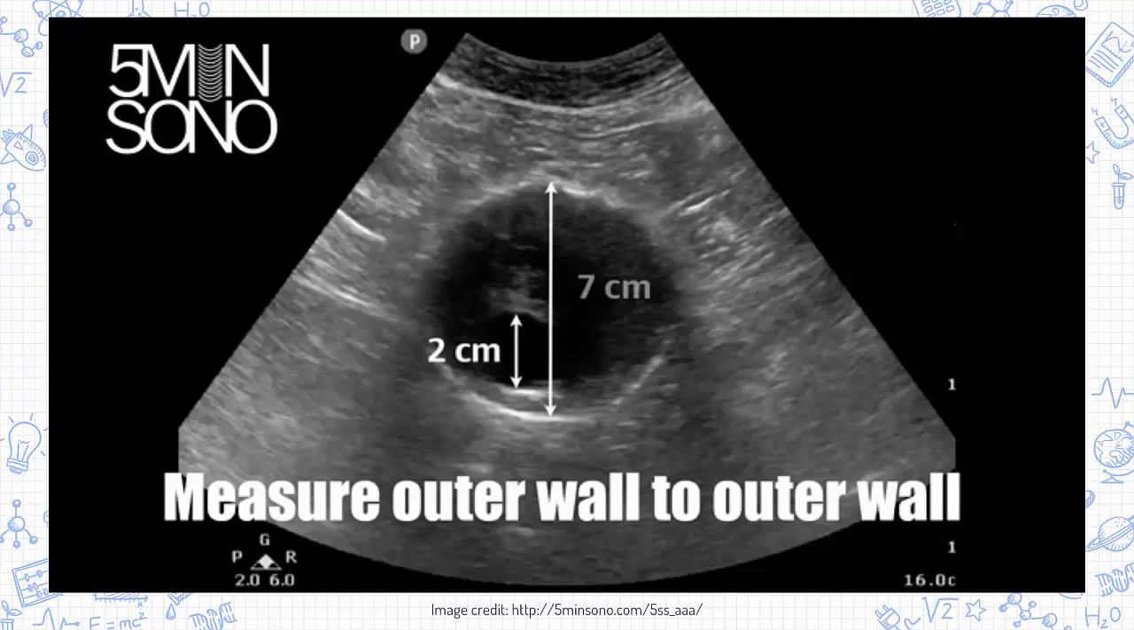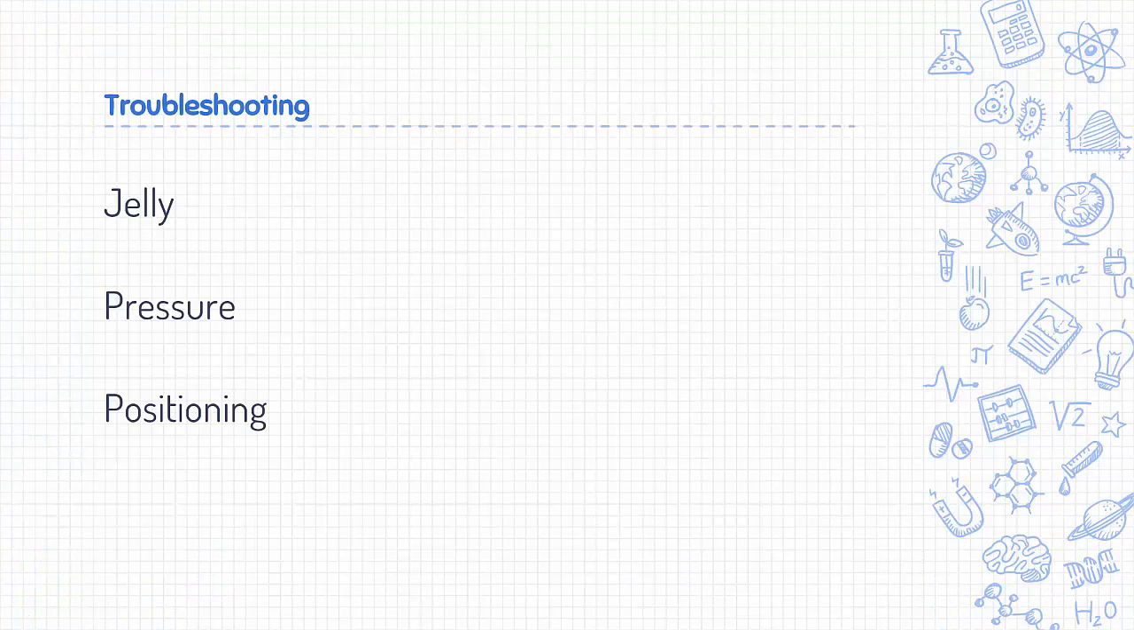Here's a great example of an aortic dissection with thrombus formation. As you can see, if you measured inner lumen to inner lumen, you would get a falsely normal measurement of 2 centimeters. However, when you measure outer wall to outer wall, you capture the entire width of 7 centimeters, which is concerning for aneurysm.